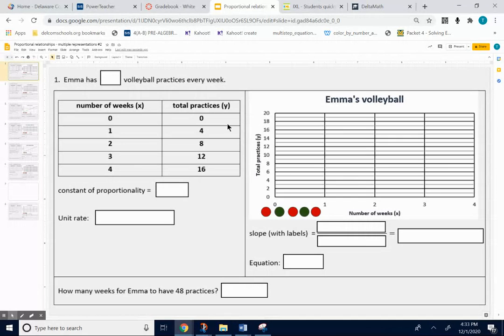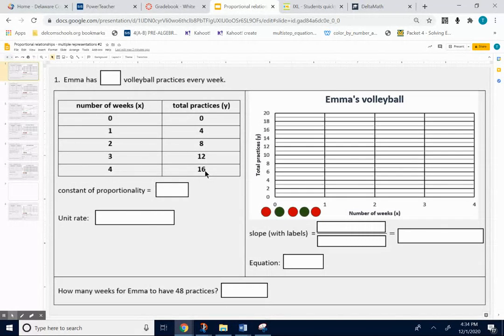What I would advise you to do is look at the part that they give you. In problem one, I'm giving you the data table. So let's just think about this data table. 0 weeks. Now we're talking about Emma and volleyball practices. So after 0 weeks, she's had 0 practices. After 1 week, she's had 4 practices. After 2 weeks, she's had 8. After 3 weeks, she's had 12. After 4 weeks, she's had 16.